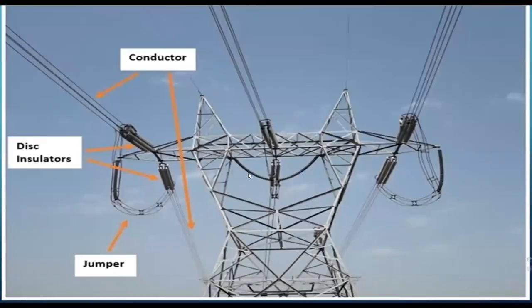And if you see the lattice towers where the power is transmitted, we have the conductors and then disc insulators to separate them. We have the jumpers. So we will have a network of this kind of lattice towers transmitting the electricity throughout the length and breadth of the country.